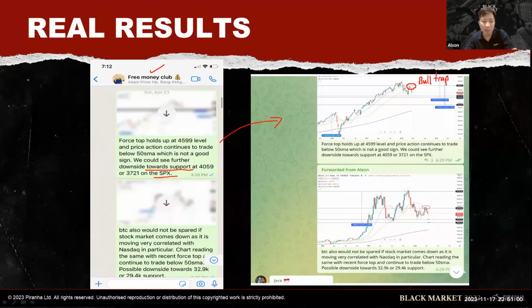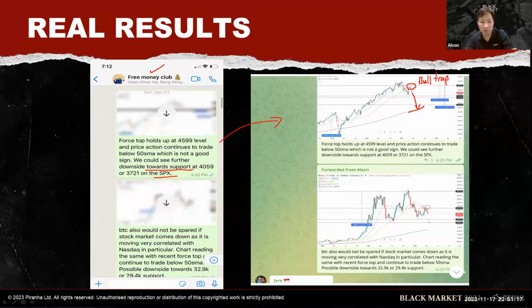So basically, after I saw this bull trap, I actually informed Adam, Bang and also my students. Then after that, indeed, the market came grinding all the way back down to the 200 SMA. So that was the early sign, based on price action manipulation skills, to avoid the nasty sell-off.